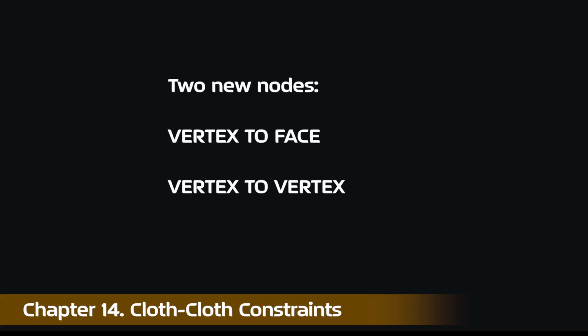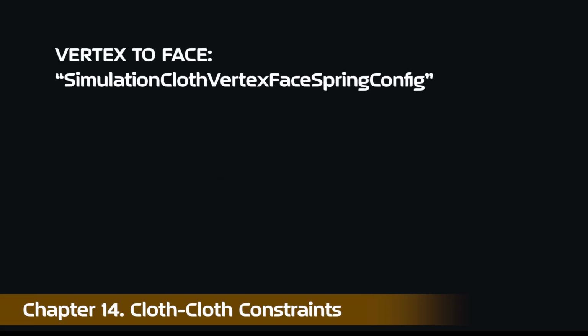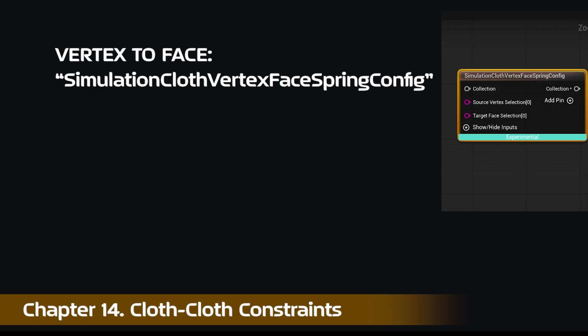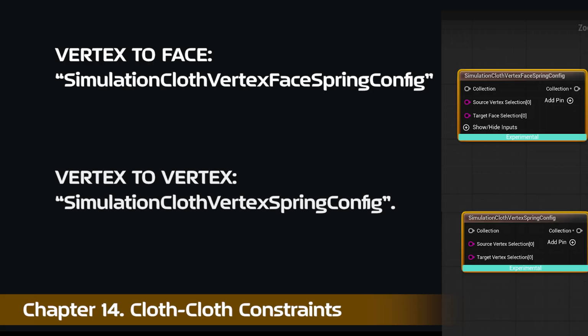Cloth-to-cloth constraints are featured in two new nodes. You need source and target selections based on either face or vertex, depending on which node is being used. All right, makes sense? Simulation cloth vertex face spring config. This node is used for creating vertex to face constraints. And this one is for creating vertex to vertex spring constraints. So vertex face and then vertex to vertex.